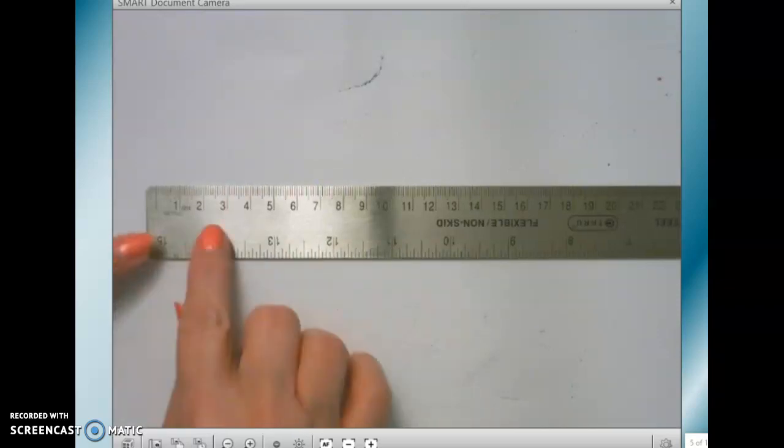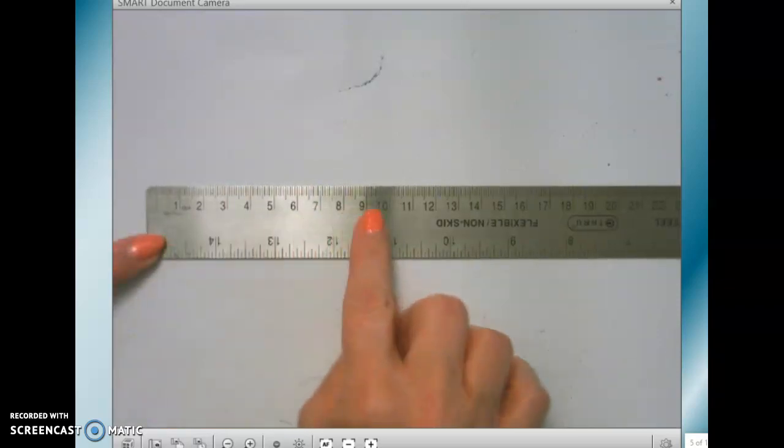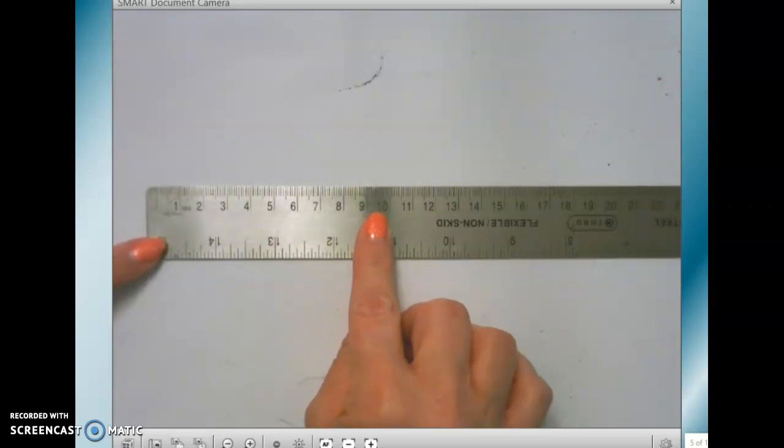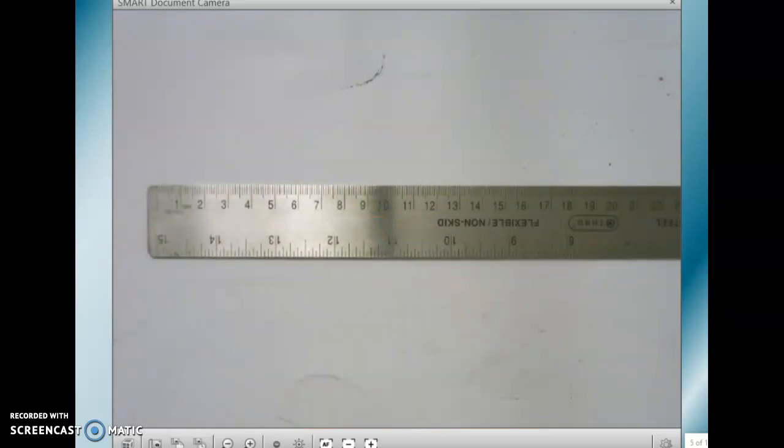But the world uses this. They use the metric system for measurement, for liquid, for capacity, for volume. Everybody else in the world uses the metric system. So we need to learn how to use this a little bit more appropriately. And actually, it's quite easy compared to our standard system of measurement.